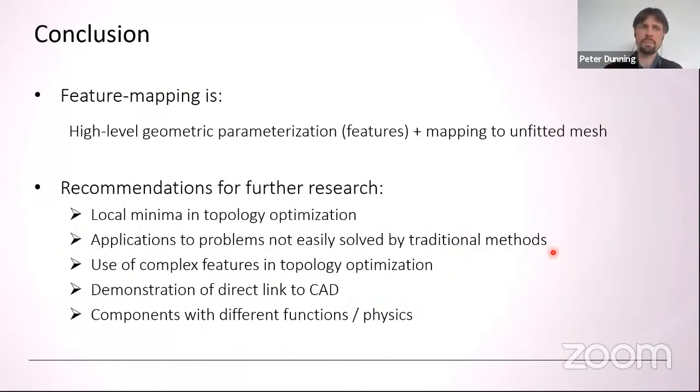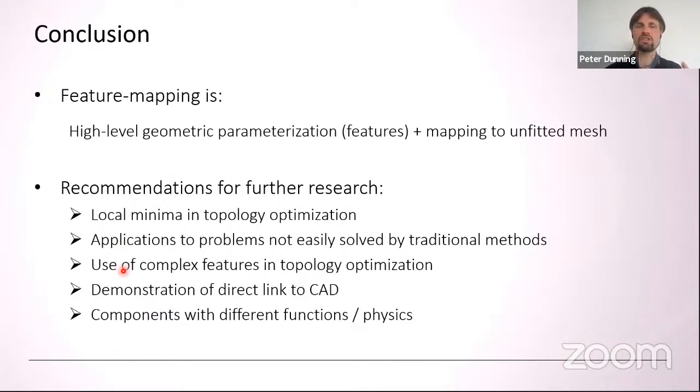So in conclusion then, feature mapping we define as methods that have a high-level geometric parameterization, which you can think of as the features, which are then mapped to an unfitted mesh. Some recommendations for future research that came out of the review: I've talked about local minima already. As always, when methods start, they solve classic compliance minimization problems, etc. But it'd be good to see more applications to problems that are not so easily solved by traditional topology optimization methods, because that's where the real power of these things comes from.